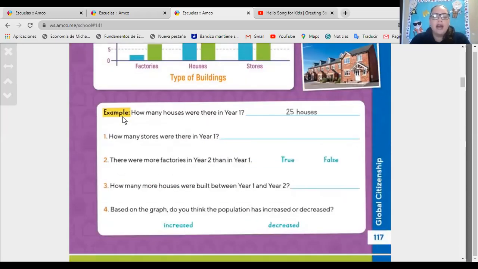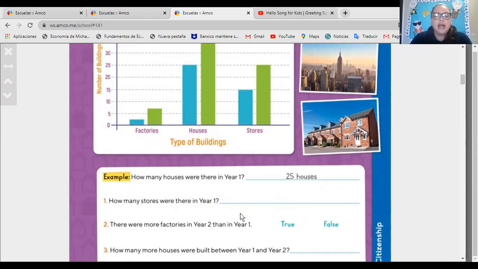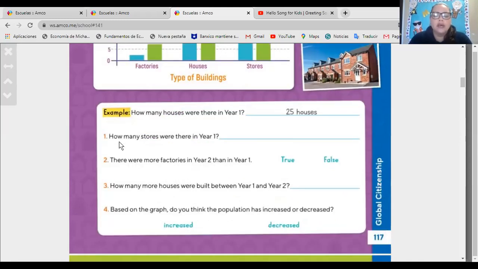Example, how many houses were there in year number 1? Let's go, houses, 25. And they give us the answer, 25 houses. Now, number 1, how many stores were there in year number 1? Okay, you are going to look on the graphic and search stores. Then you are going to check on the graphic the number. So you're going to do this by yourself. I will just read the sentences or the questions to you. So if you know how many stores were there in year 1, please write your answer.